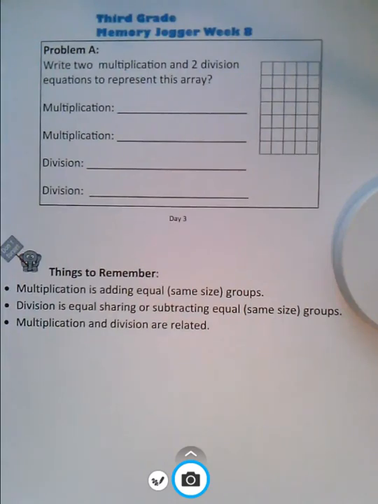Let's take a look at week 8, day 3, problem A. Write two multiplication and two division equations to represent this array. We have a few things to remember. Multiplication is adding equal or same size groups, and division is equal sharing or subtracting equal or same size groups. Multiplication and division are related.